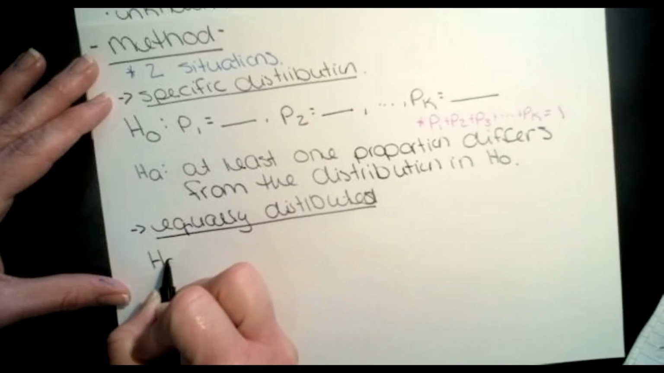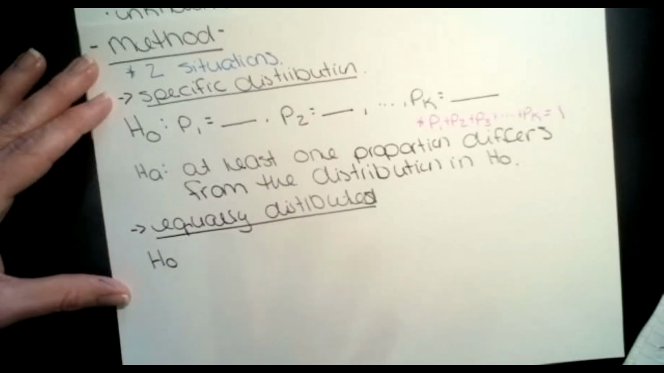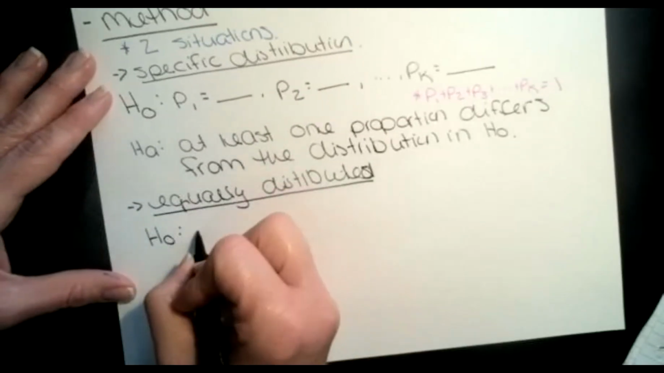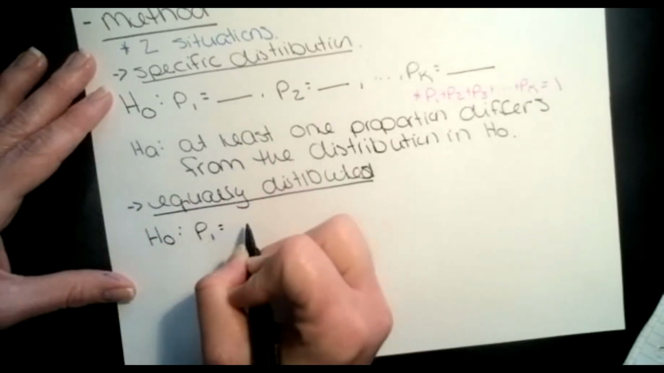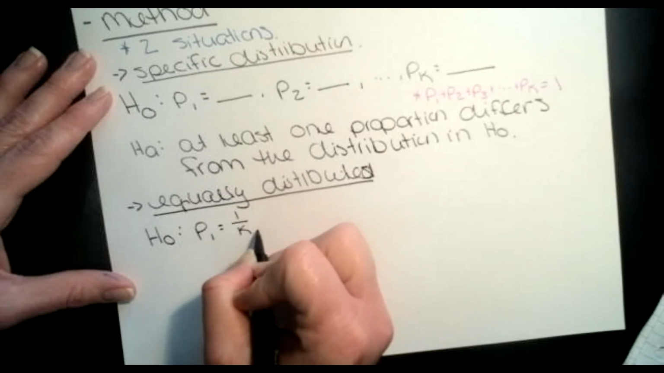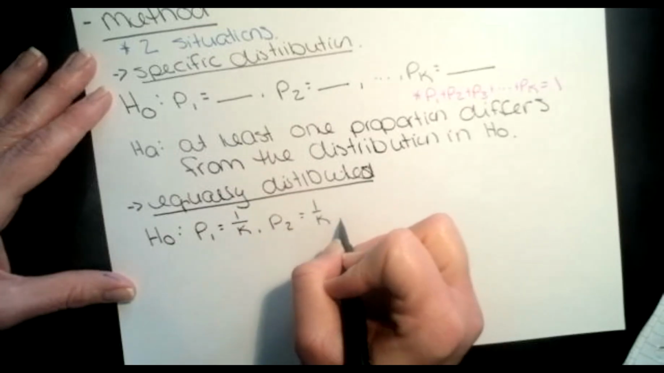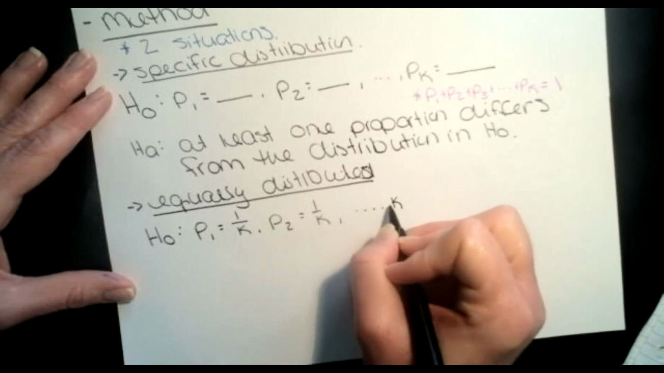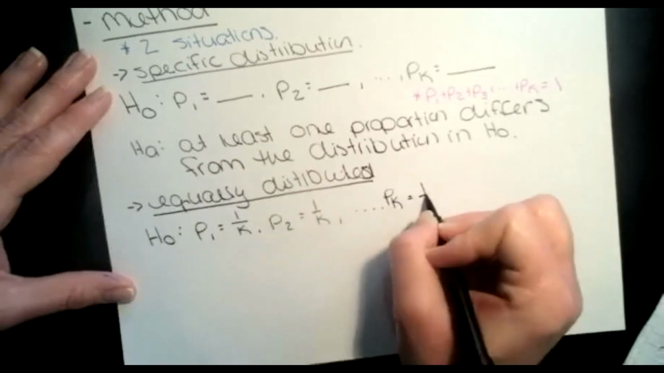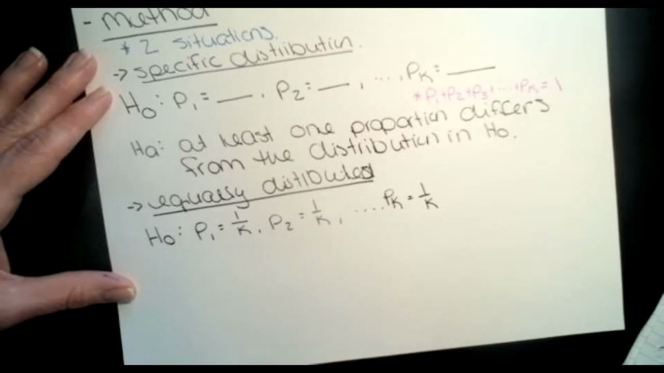So that means that the null, and I can write it two different ways. And of course, I'm going to show you both ways because I don't care which way you write it. You could say P1 is equal to 1 divided by K. P2 is equal to 1 divided by K, all the way up to PK. PK is equal to 1 divided by K. Or you can write this.